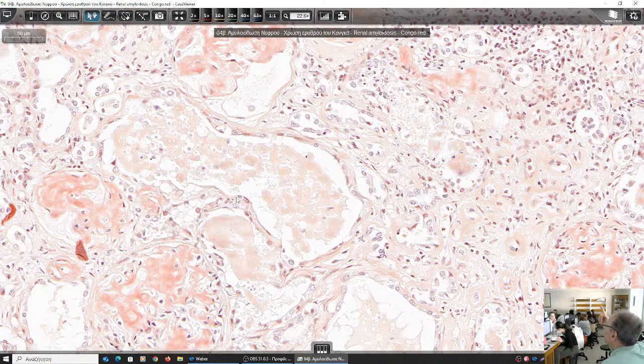Who can tell me? Which part of the normal renal parenchyma can this be? Yes, it's a tubule. It could be either a proximal tubule, a distal tubule, or a collecting duct. I cannot tell why. I cannot tell because it has become atrophic. This is atrophy.